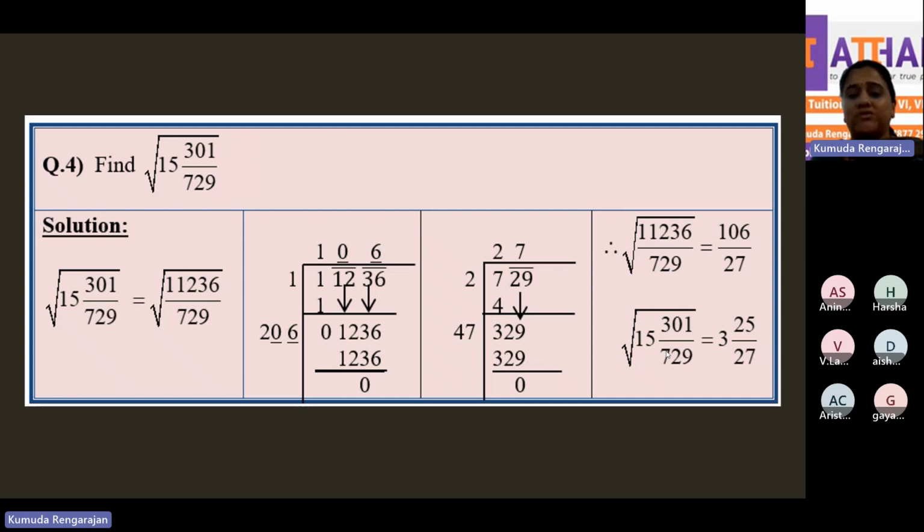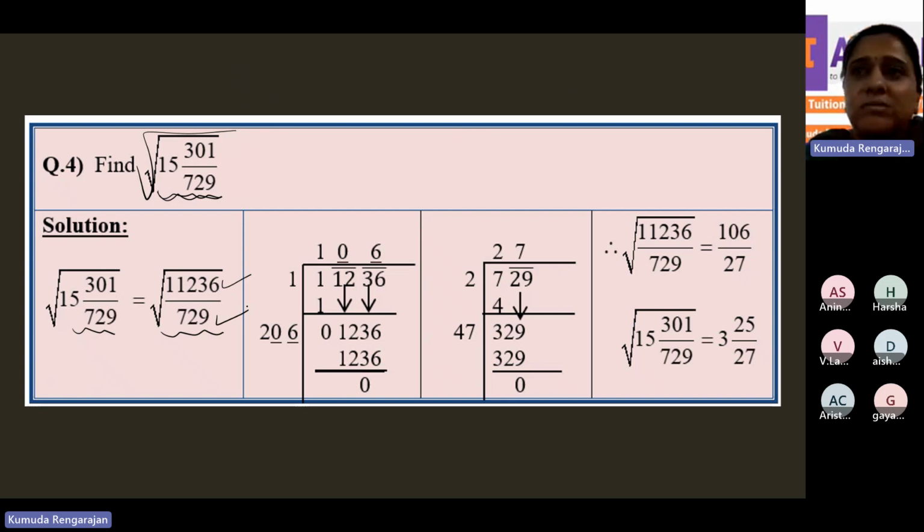So I have used the long division method to find the square root. Okay, so let me tell you how this works. The given number is a mixed fraction. You need to find the square root of this mixed fraction. So the square root of this mixed fraction is equal to the square root of this improper fraction, correct? You need to change the given number to an improper fraction. It's a mixed fraction, change it to an improper fraction. That's the first step. Then find the square root of the numerator and the square root of the denominator.